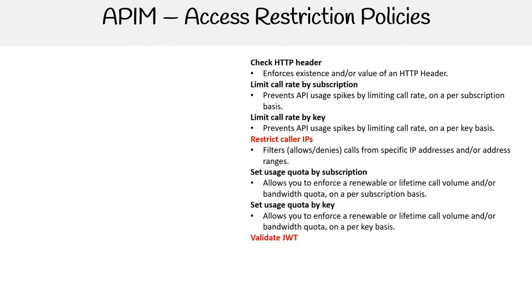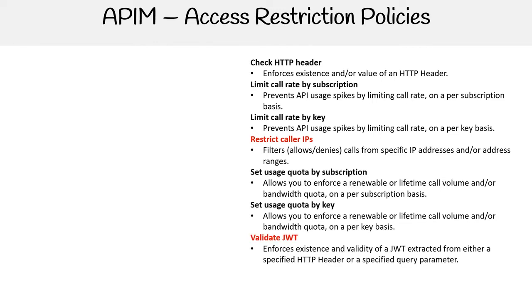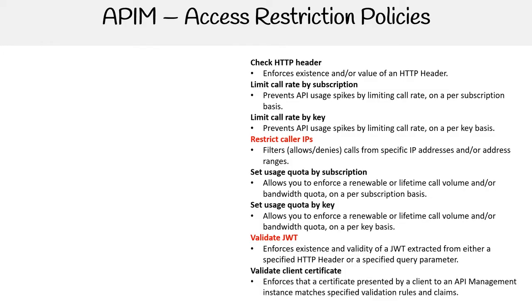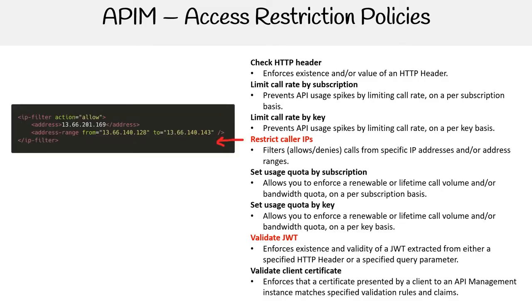Validate JWT, so it enforces existence and validity of a JWT, JSON web token, extracted from either a specified HTTP header or a specified query parameter. JWT is very common for authentication of client-side applications. Validate client certificate, so it enforces that a certificate presented by a client to an API management instance matches specified validation rules and claims. Let's take a look at that restrict caller IPs. Very, very simple.